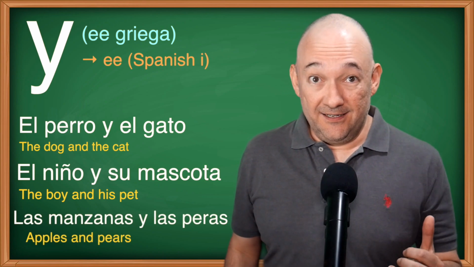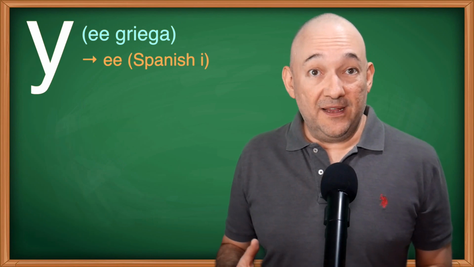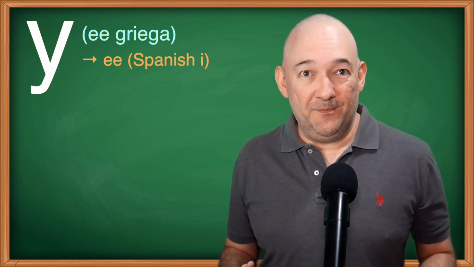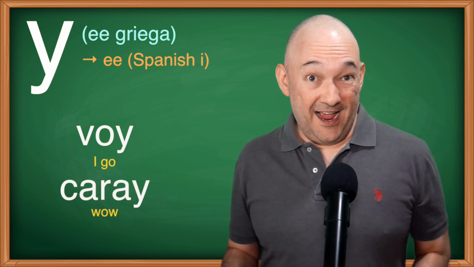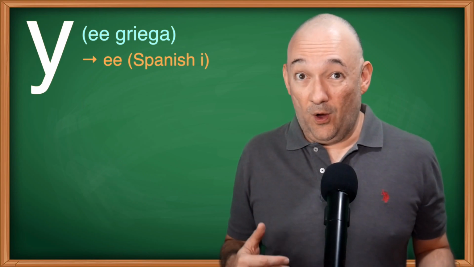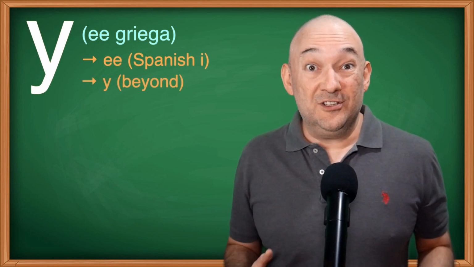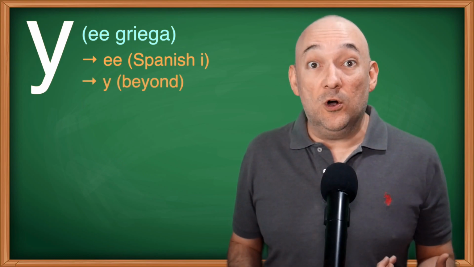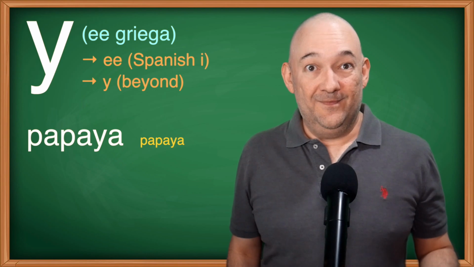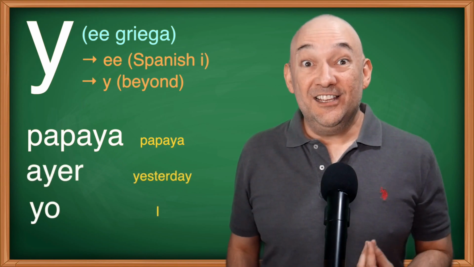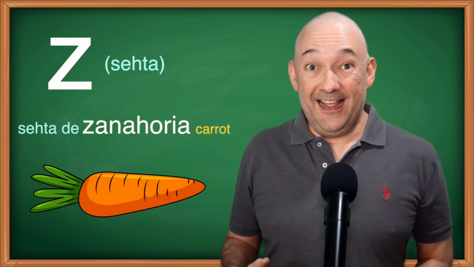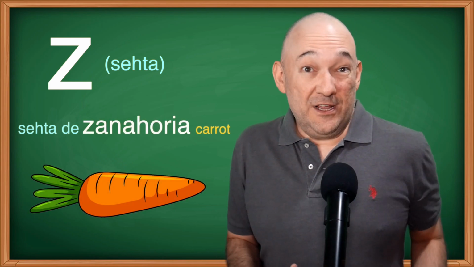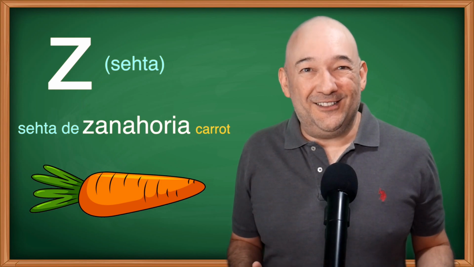When the Y is at the end of a word, it also makes the sound of the vowel E in Spanish. Voy, caray. But when the Y is at the beginning or in the middle of a word, it must be pronounced like the Y in English in the word beyond. Papaya. Ayer. Yo. Z. Z de zanahoria. And with the Z, we finish el alfabeto.